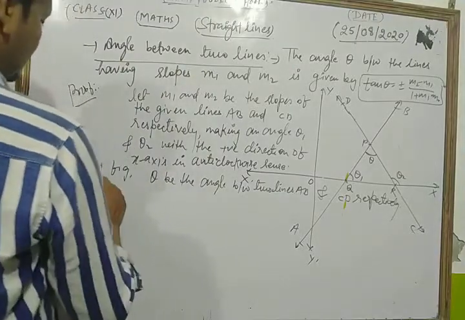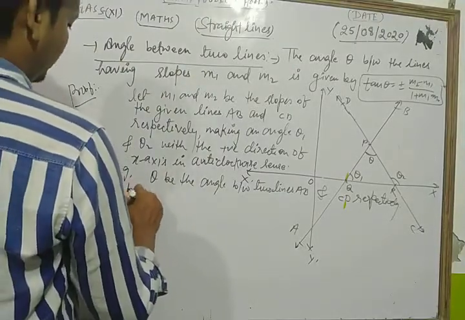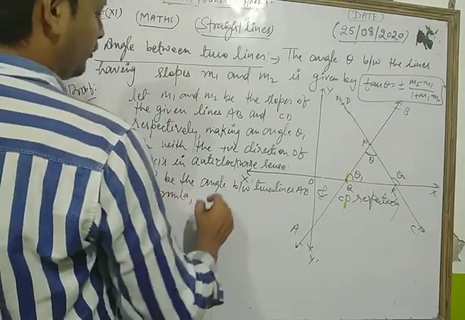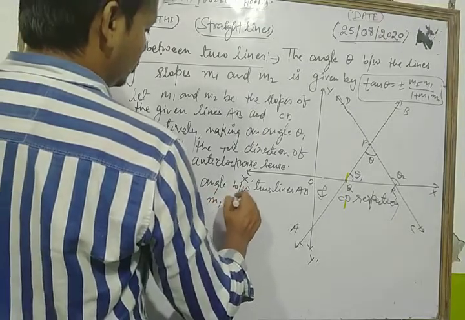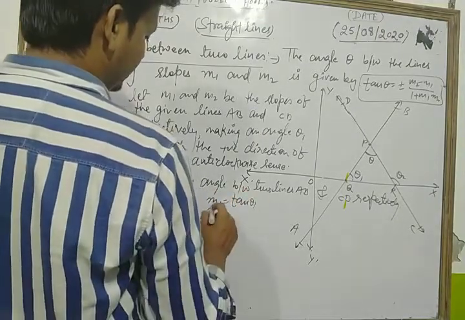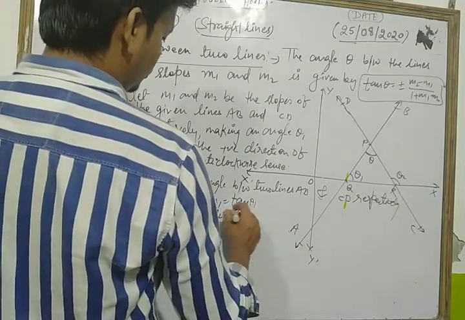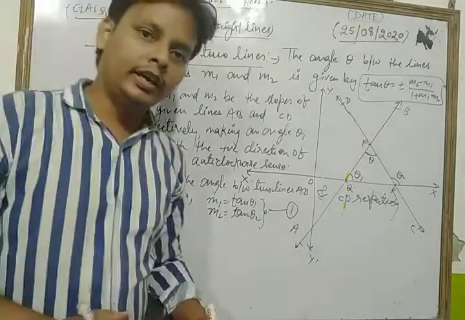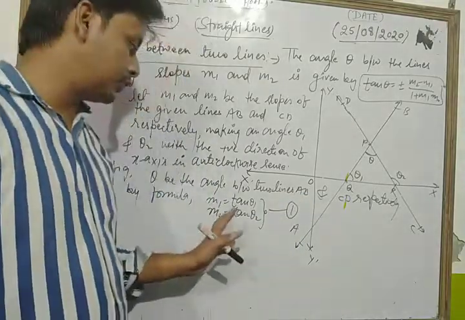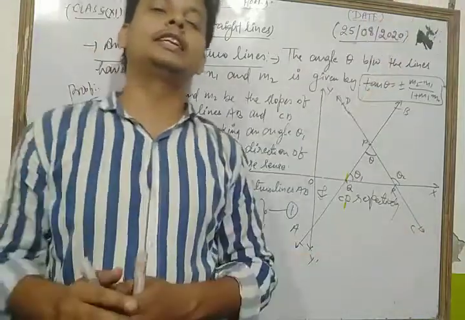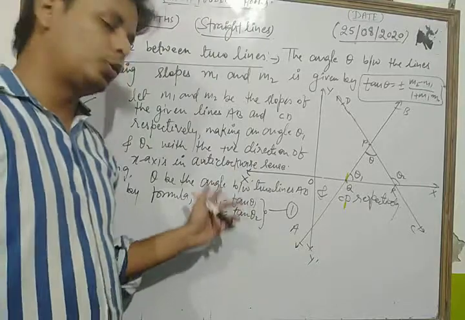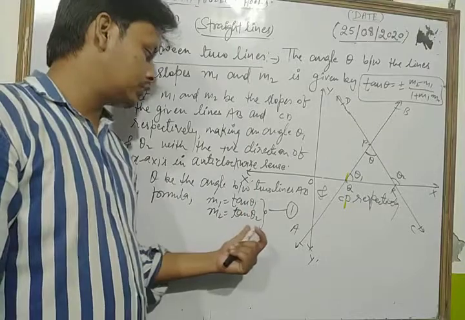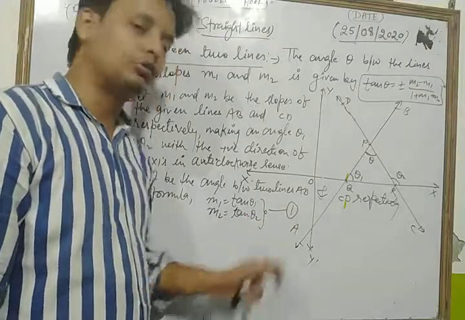We know that by the formula, m1 is equal to tan theta 1 and m2 is equal to tan theta 2. Let us take this as equation 1. We know that the slope of a given line is m is equal to tan theta. Here two slopes are there, m1 and m2, so we write m1 is equal to tan theta 1 and m2 is equal to tan theta 2 respectively, equation number 1.